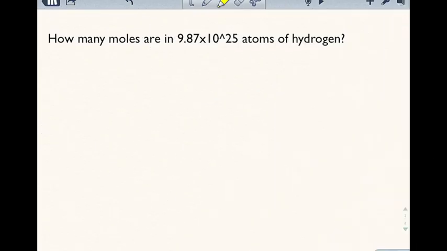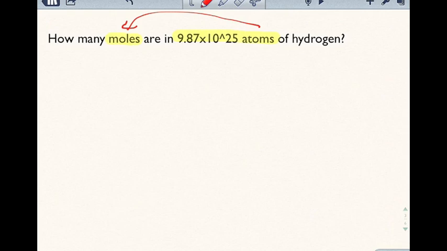Okay guys, here's our first problem, and it says how many moles are in 9.87 times 10 to the 25th atoms of hydrogen. Now, the major parts we have to look for is we have our 9.87 times 10 to the 25th atoms. That's what we're starting with, and it wants to know how many moles. Okay, so when we're working this out, it's going to be an atom to mole conversion.